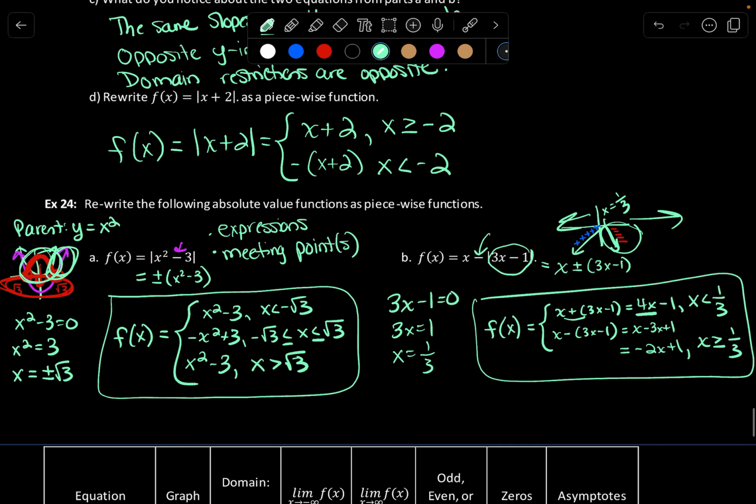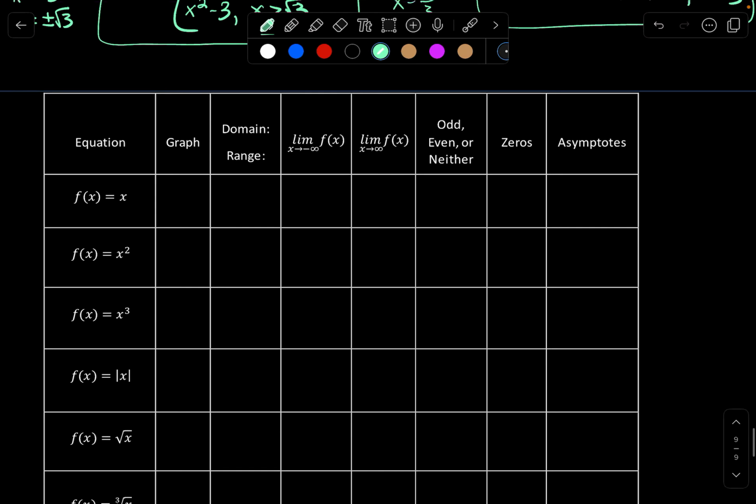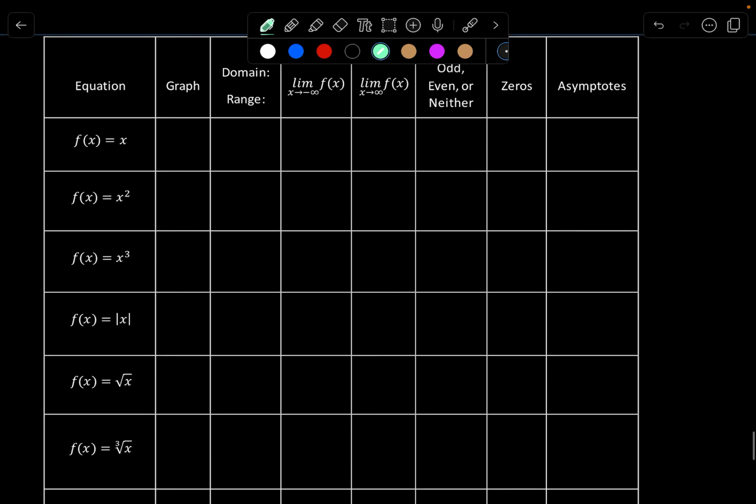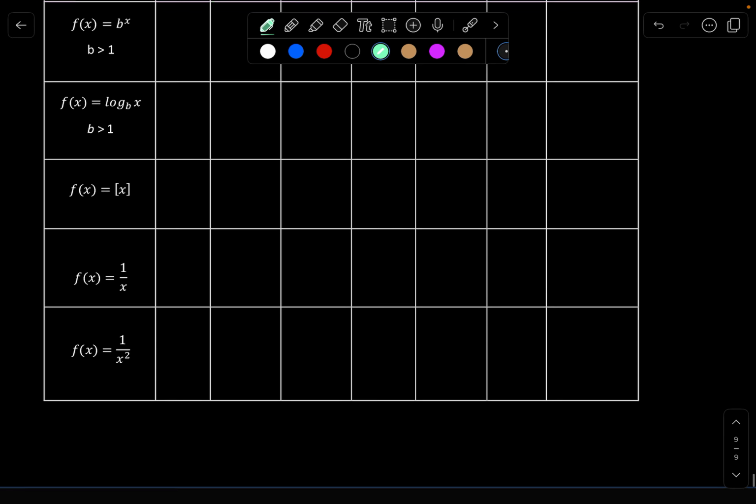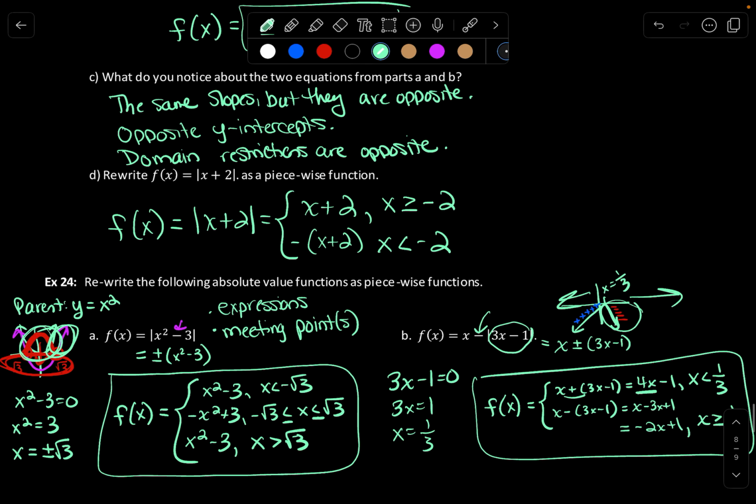All right, that concludes Unit 1. This is just a table. You can look that up in the key. I'm not going to go through every single one. We talked about it throughout the lesson, but if you have questions, please let me know.